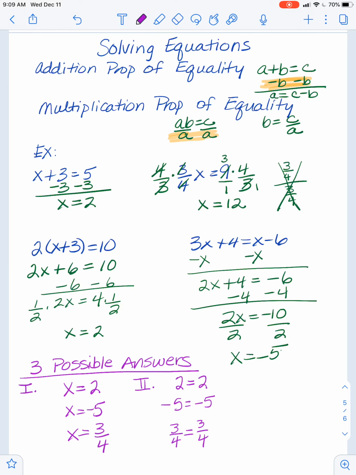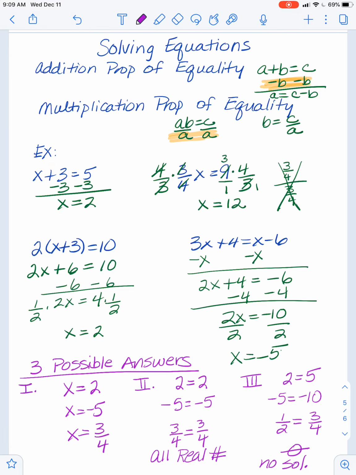Okay? And this is all real numbers. You can't check an all real number problem because everything works, okay? Your third scenario is if you ended up with something like 2 equals 5, or a -5 equals a -10, or 1/2 equals 3/4, okay? And that is a no solution, okay? So remember, when you are solving, you do have the potential to have 3 possible answers.